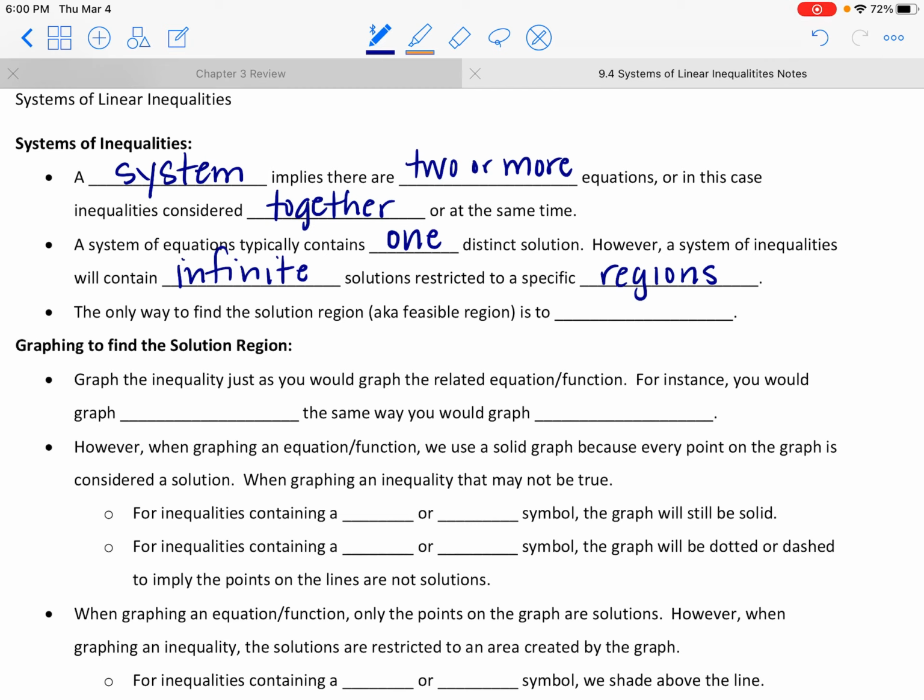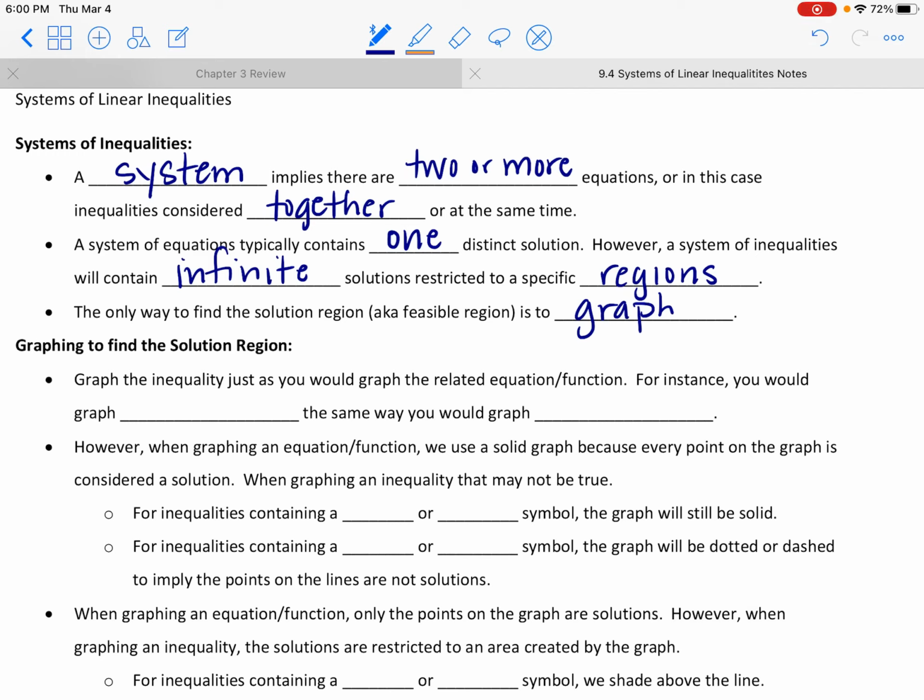Now, the only way to show the solution region, which is sometimes called the feasible region for a system of inequalities, is to graph. It's the only way to capture all of the solutions, or at least where all the solutions are headed for your system. So when we're going to graph to find our solution region, you're going to graph your inequality just like you would graph your related equation or function.